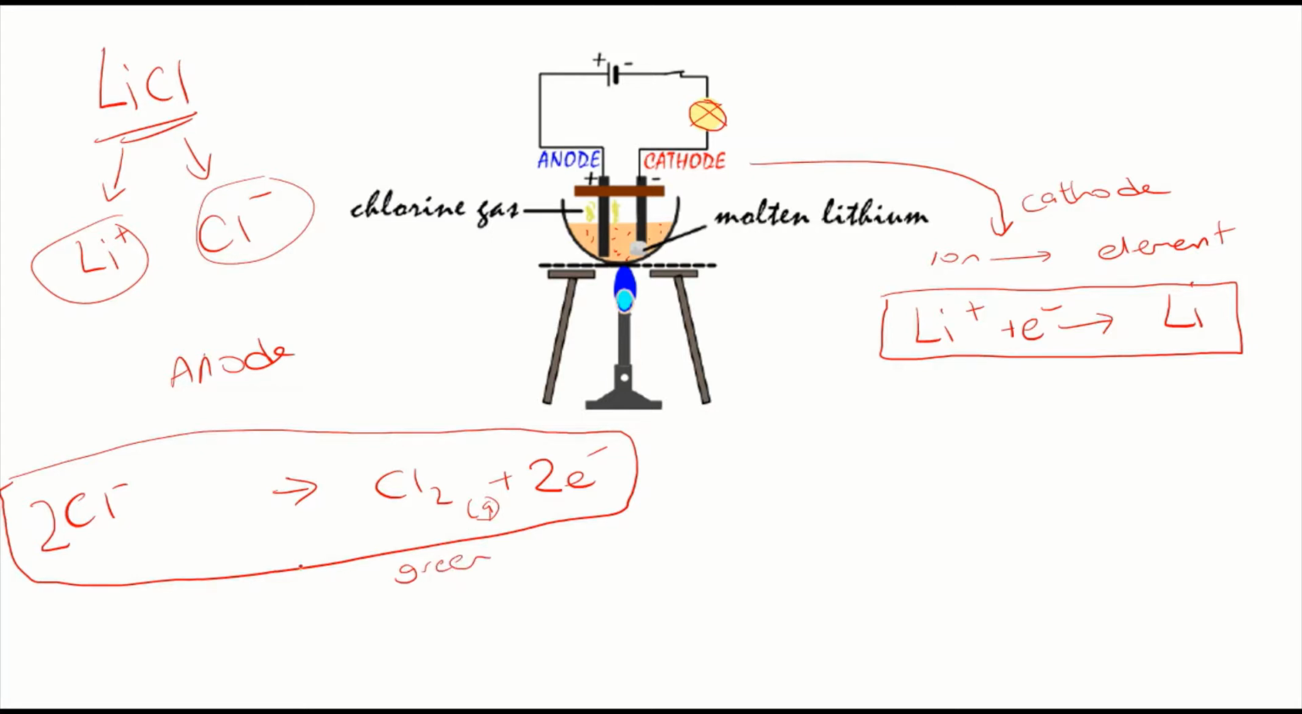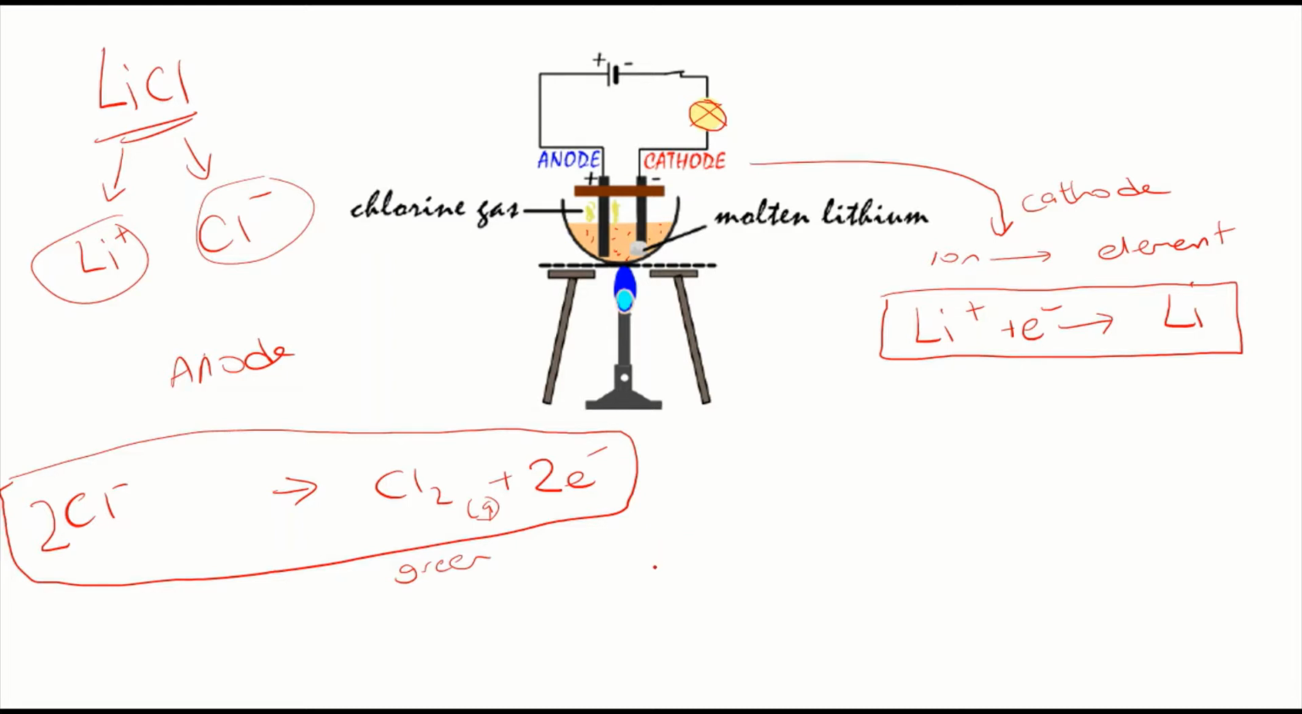Chloride ions are attracted to the anode. So the chloride ions are negative and the anode is positive, so they're attracted to the anode. Each chloride ion loses 1 electron to become a chlorine atom. 2 chlorine atoms then combine to form chlorine gas. And write the ionic equation for the process. So this is the ionic equation that's happening at the anode that you can fill in at the top of page 6.